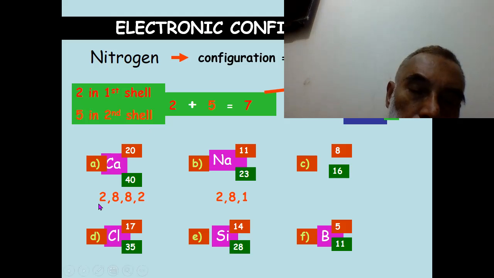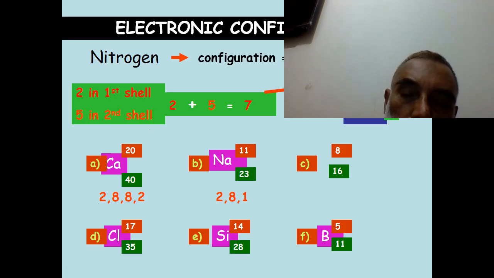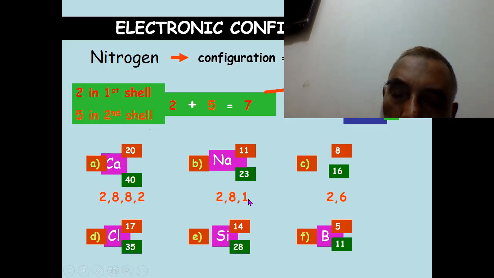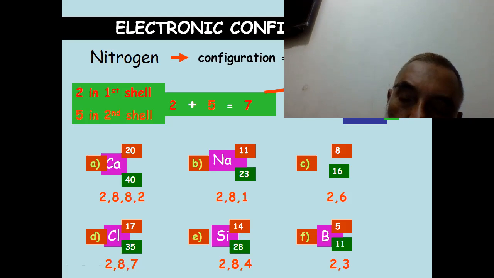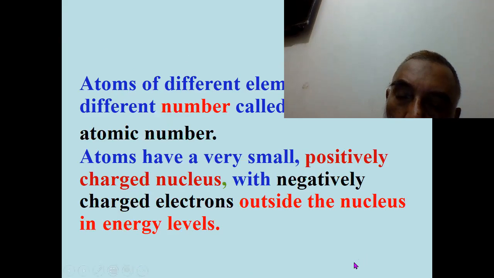Here in calcium, in the first shell there are 2 electrons, in the second shell 8 electrons, third shell 8 electrons, in the fourth shell 2 electrons. In sodium, first shell 2 electrons, second shell 8 electrons, and third shell 1 electron. Then in oxygen, first shell 2 electrons, second shell 6 electrons. In chlorine, first shell 2 electrons, second shell 8 electrons, third shell 7 electrons. In silicon, first shell 2, second shell 8, third shell 4 electrons. And in boron, the first shell has 2 electrons, and the second shell has 3 electrons.